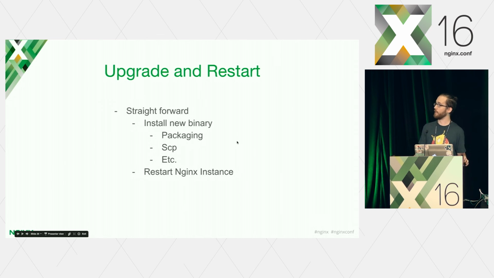Just reviewing, the upgrade with a restart is, of course, very straightforward. Install the new binary, with packaging, SCP, whatever you use, and then you essentially just restart the NGINX instance. Again, this is really great if you can take traffic off the node, which we can't in the majority of our cases.